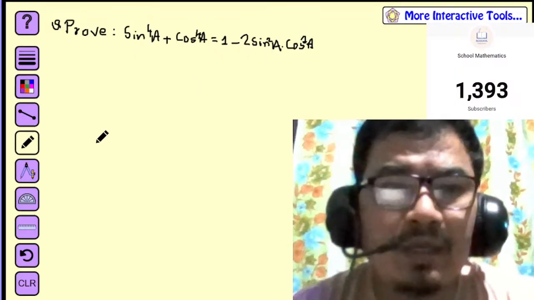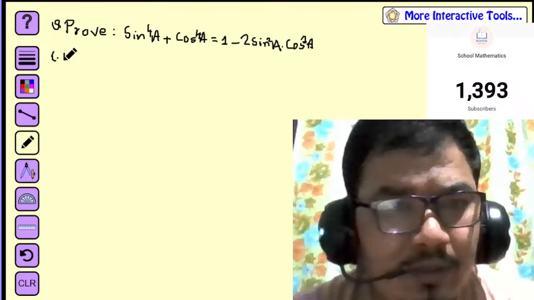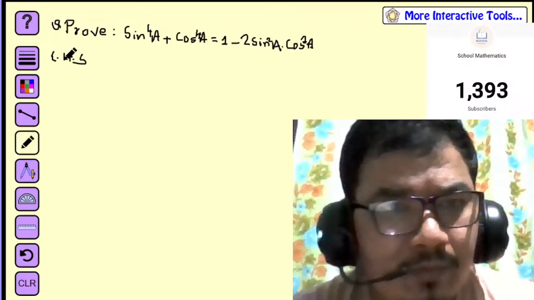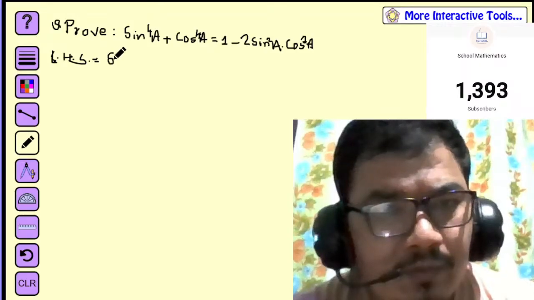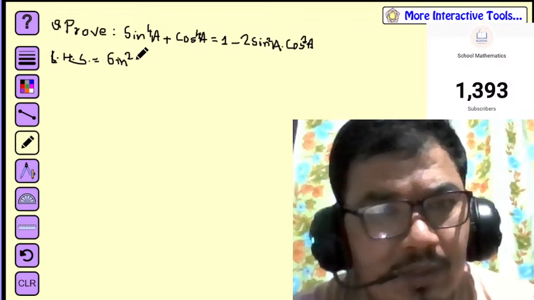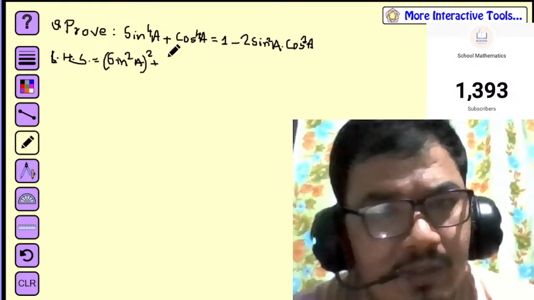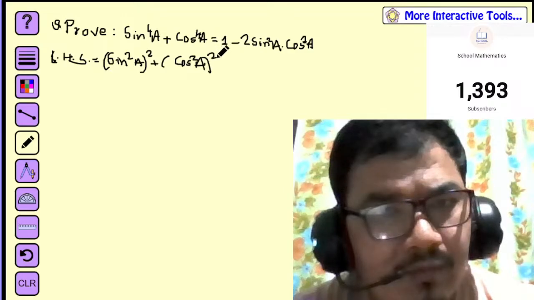Okay, and here we need to solve this left hand side, right? Left hand side equals what? Sine power 4a will be expressed as sine square a whole square, and plus the next one, cos square a, again also a square, right?